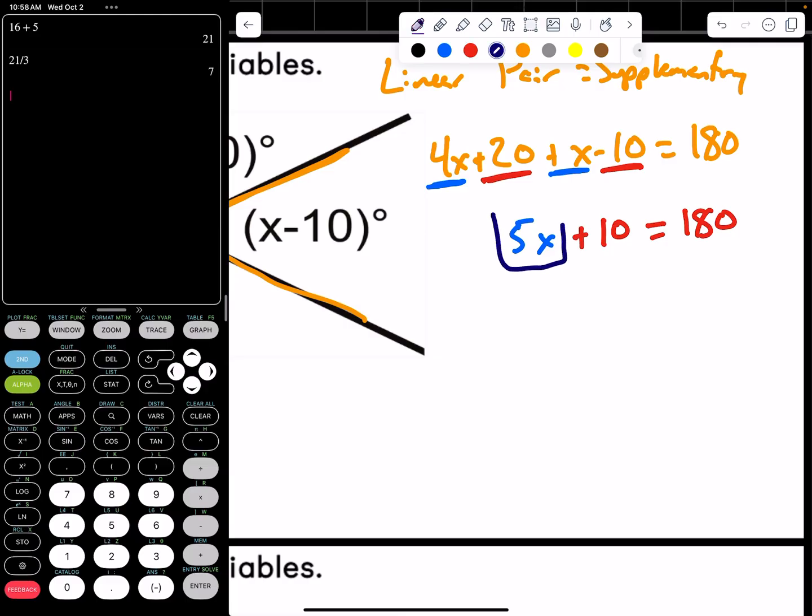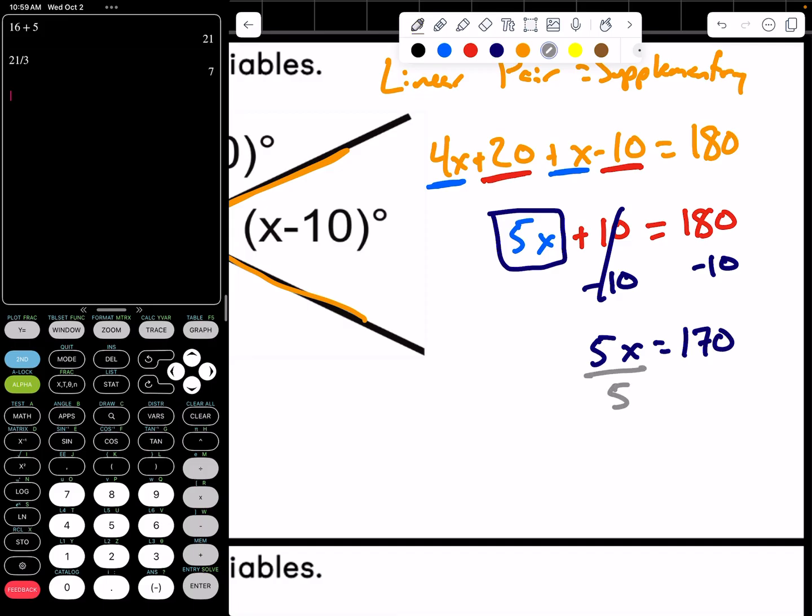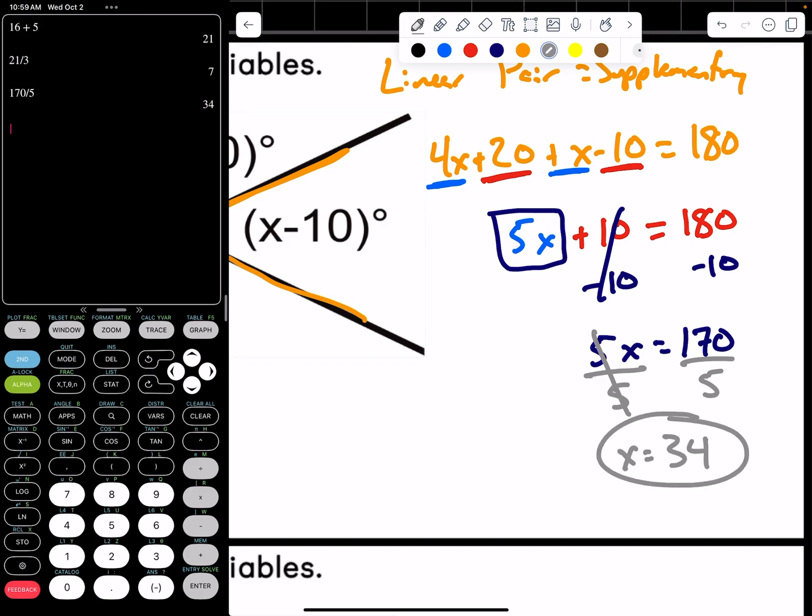Now I want to isolate x as best I can. So I do the inverse operation of addition. So I subtract 10 from both sides. I get 5x equals 170. Now I need to get rid of multiplication. So I use the inverse operation, which is division. 170 divided by 5 equals 34.